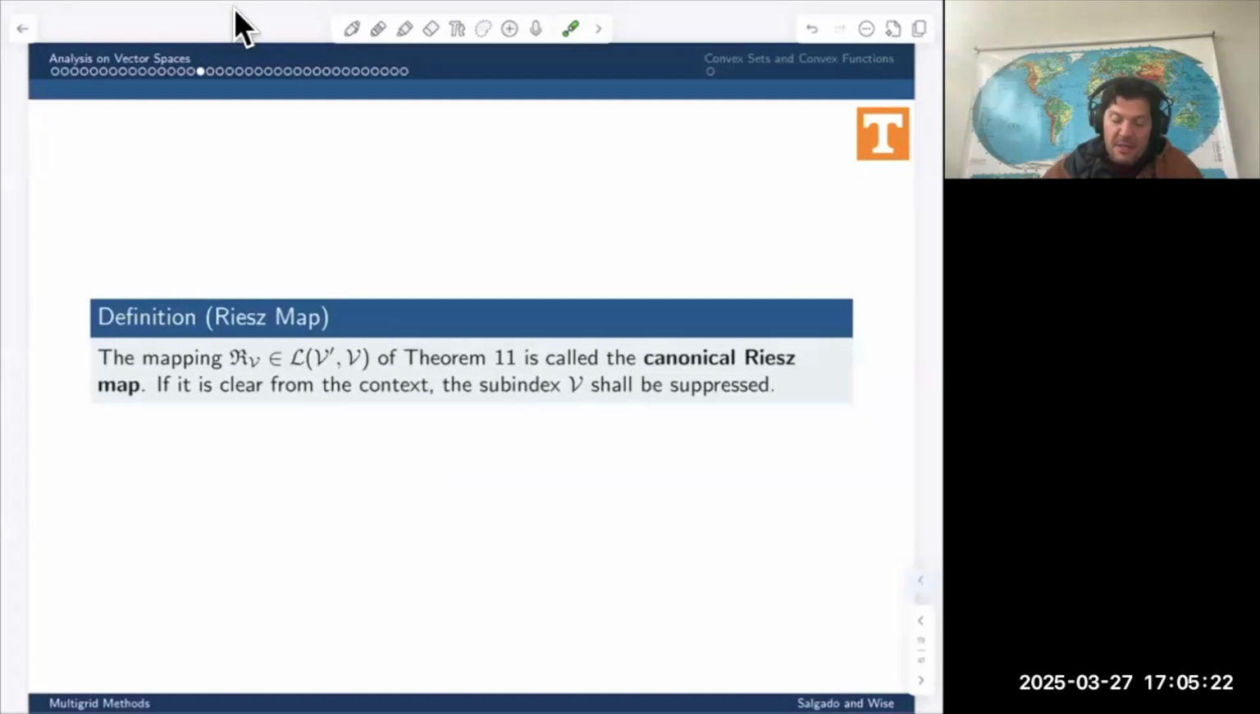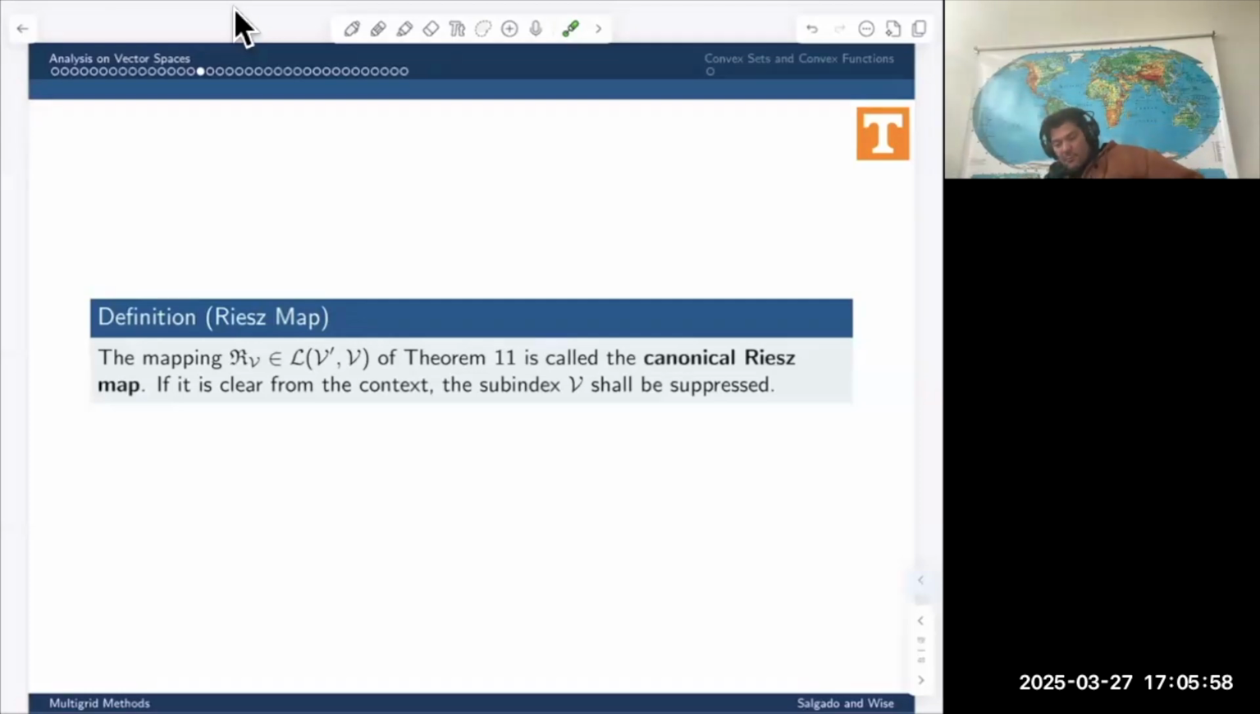Now, this object here is what we call the Riesz map. So the Riesz map, this object here of theorem 11, is called the canonical Riesz map. And if it's clear from the context, we're going to drop this subindex V. So if it's understood that we're working with L2 all the time, then there's no reason to carry around this L2. Now, why is this? This takes a little bit of proving before you can accept it, I think.